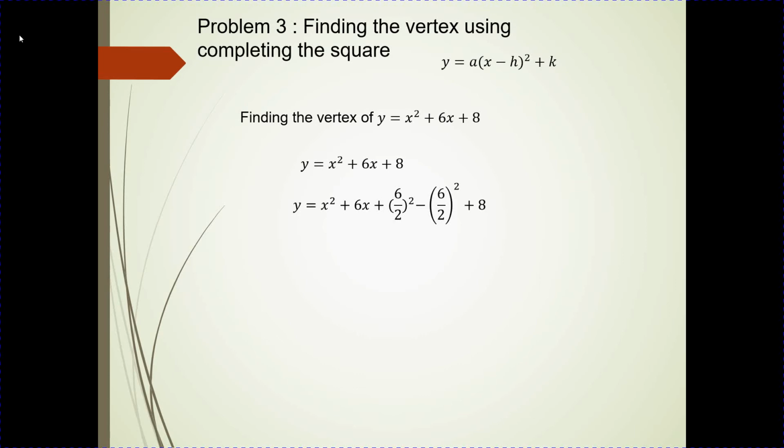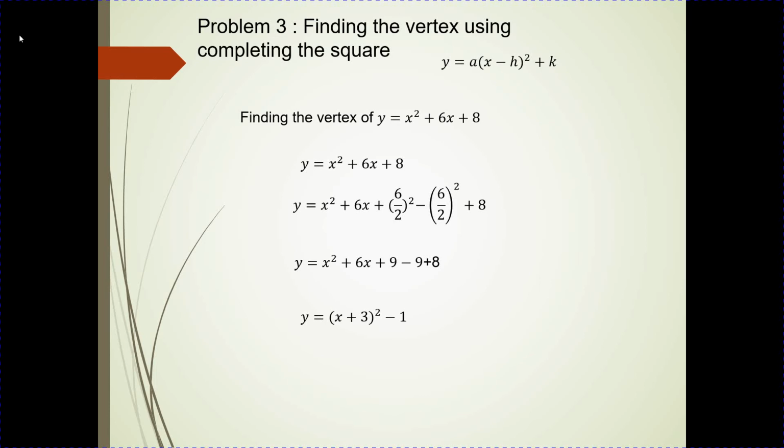Why am I doing this? Just to make it a perfect square. Therefore, x squared plus 6x plus 6 over 2 squared becomes a perfect square. So simplify the expression, then you will get y is equal to x squared plus 6x plus 9 minus 9 plus 8. Then here x squared plus 6x plus 9 is a perfect square. Therefore, you can write it in the form (x plus 3) whole squared minus 1.